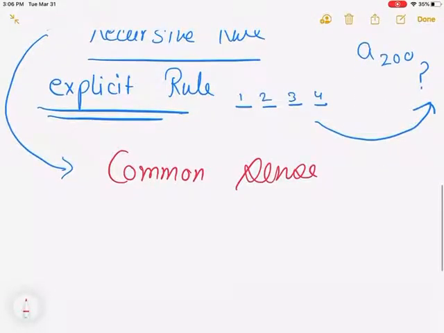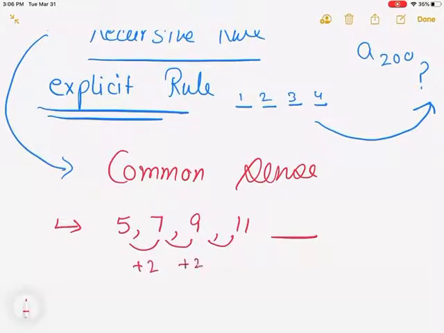The reason I said common sense is because think about this. If my arithmetic sequence is 5, 7, 9, 11, and I ask you for the next term, it's pretty obvious because I know these numbers are going up by 2 every time. I know the next one is definitely going to be 13, and if I ask you for the next one, it's definitely going to be 15, because I can look at the pattern, add the difference, and find the missing term, isn't it? That's what the recursive rule is.